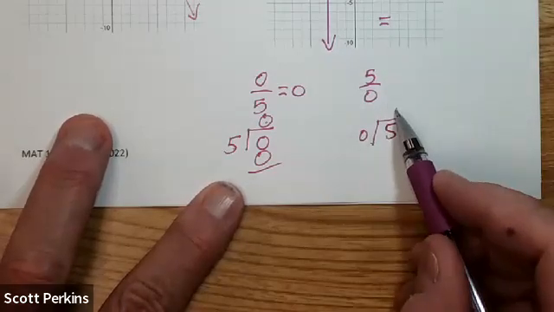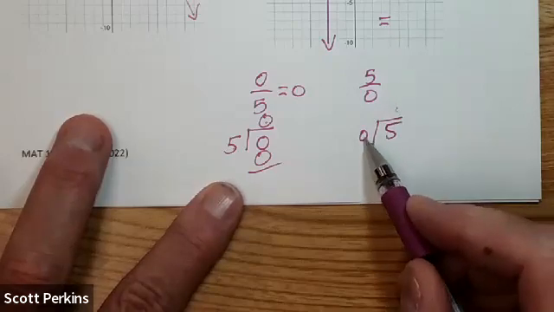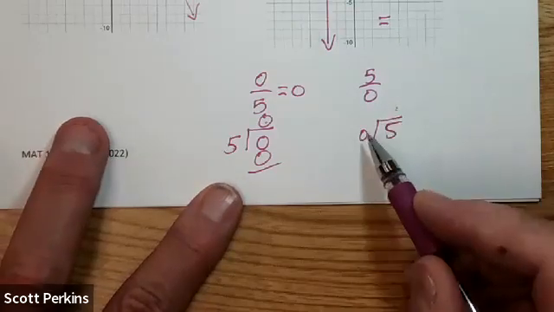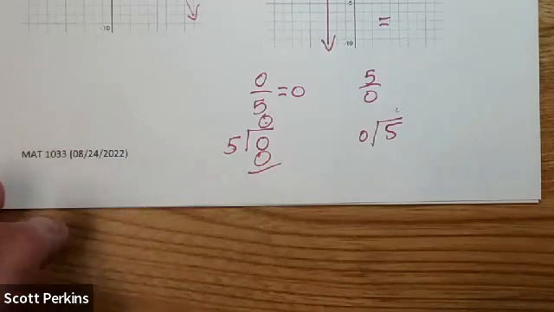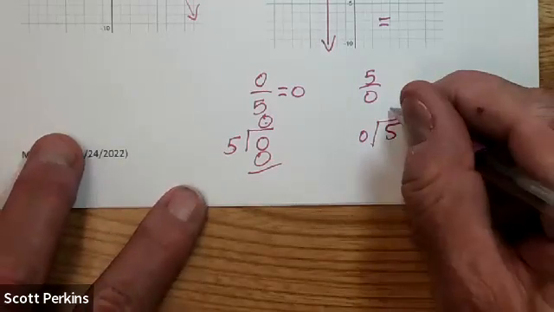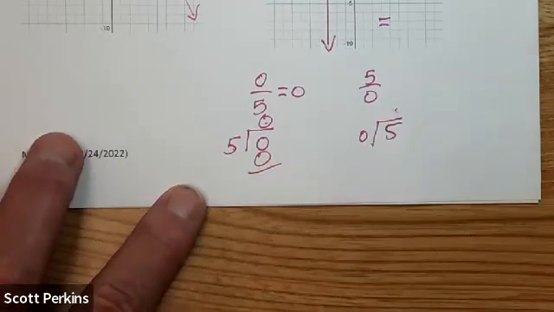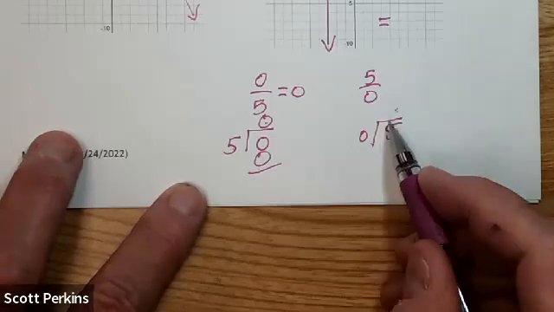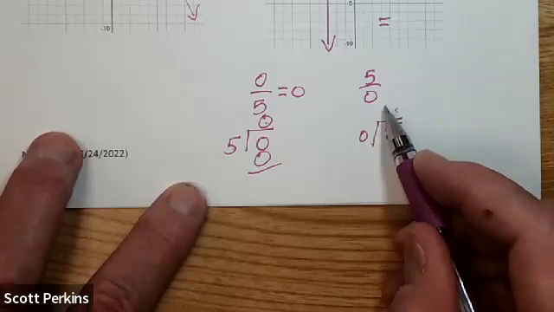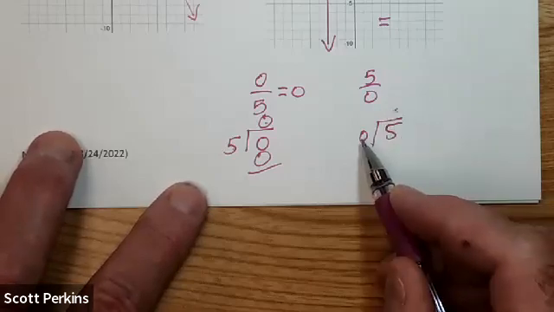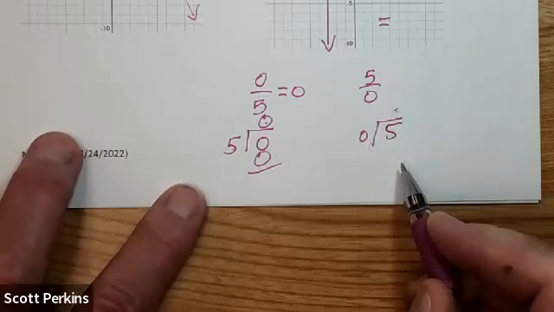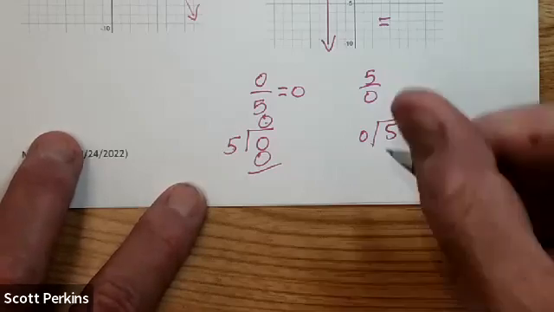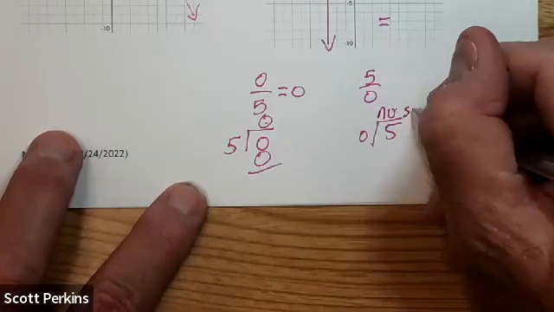What number up here times 0 gives me 5? What's 5 times 0? 0. What's any number that I put up here times 0 going to give me? 0, right? So, to ask the question a different way, is there any number that I can put up here that times 0 is going to give me 5? No, everything's going to give me 0. So there's no such number.